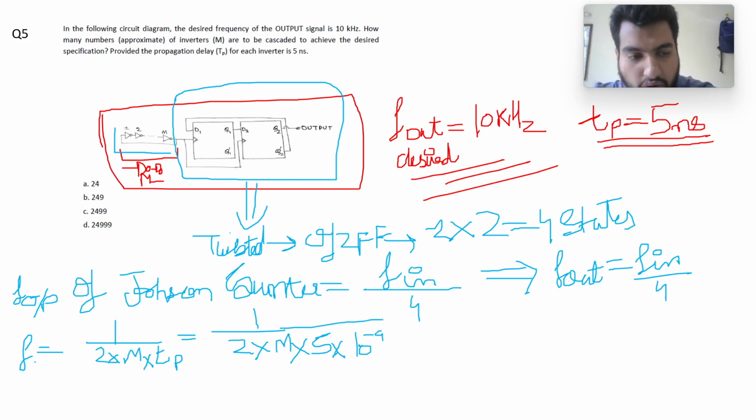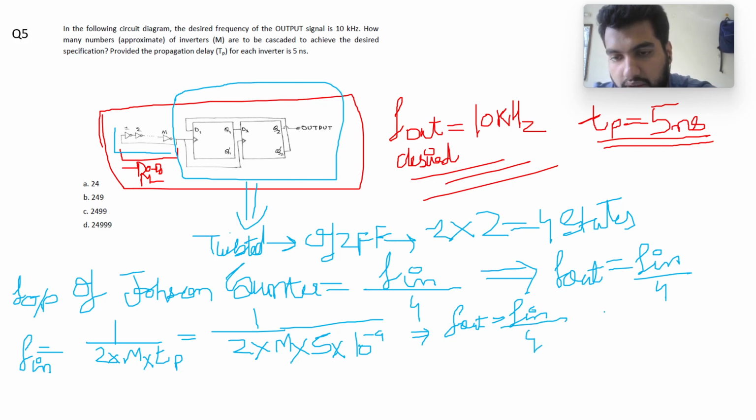Now plugging this value of F input here, we'll get F out is equal to F in by 4. That is equal to 1 by 4 multiplied by 1 by 2 into m into 5 into 10 to the power minus 9, and this thing is equal to 10 kilohertz, so that is 10 into 10 to the power 3, is equal to 1 by 4 times this thing.